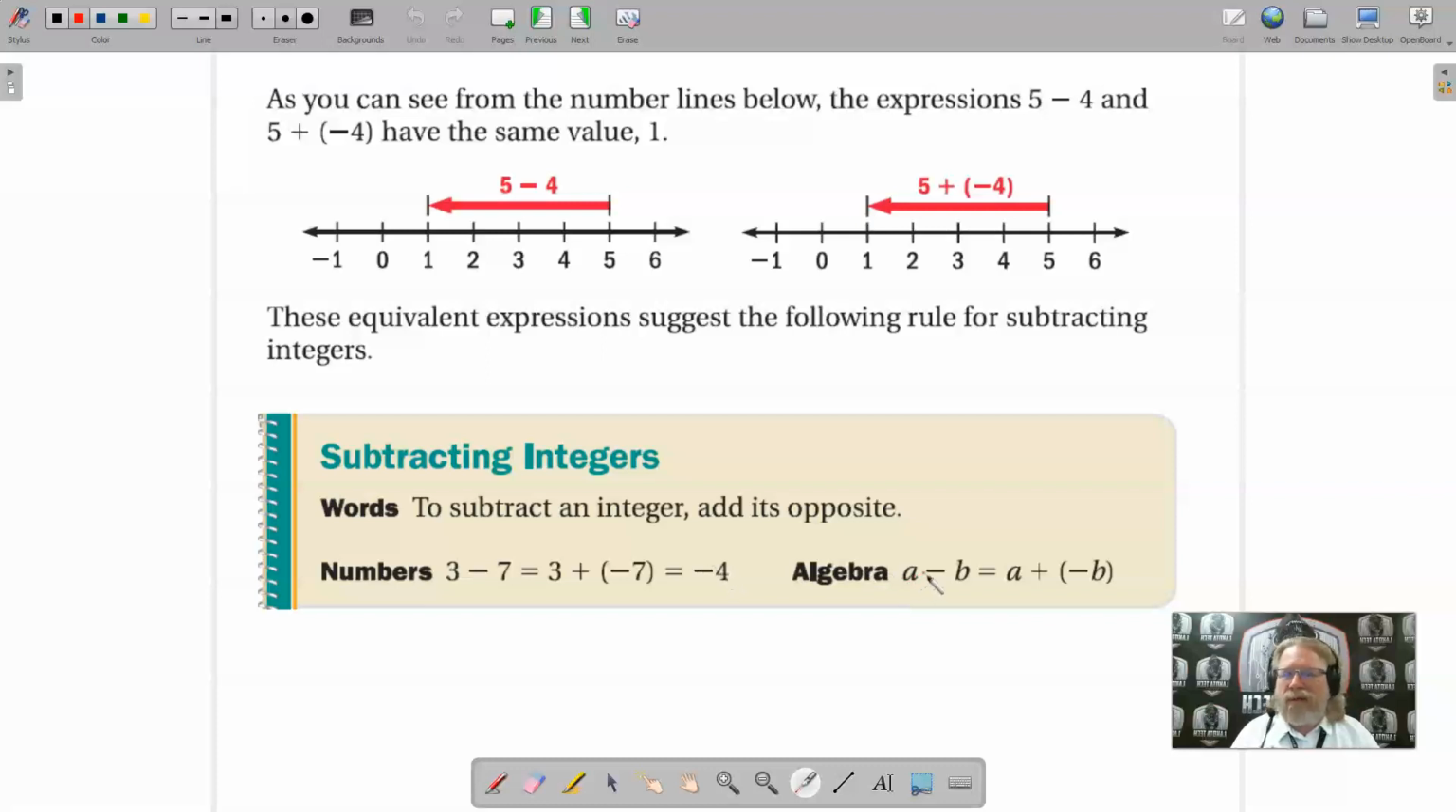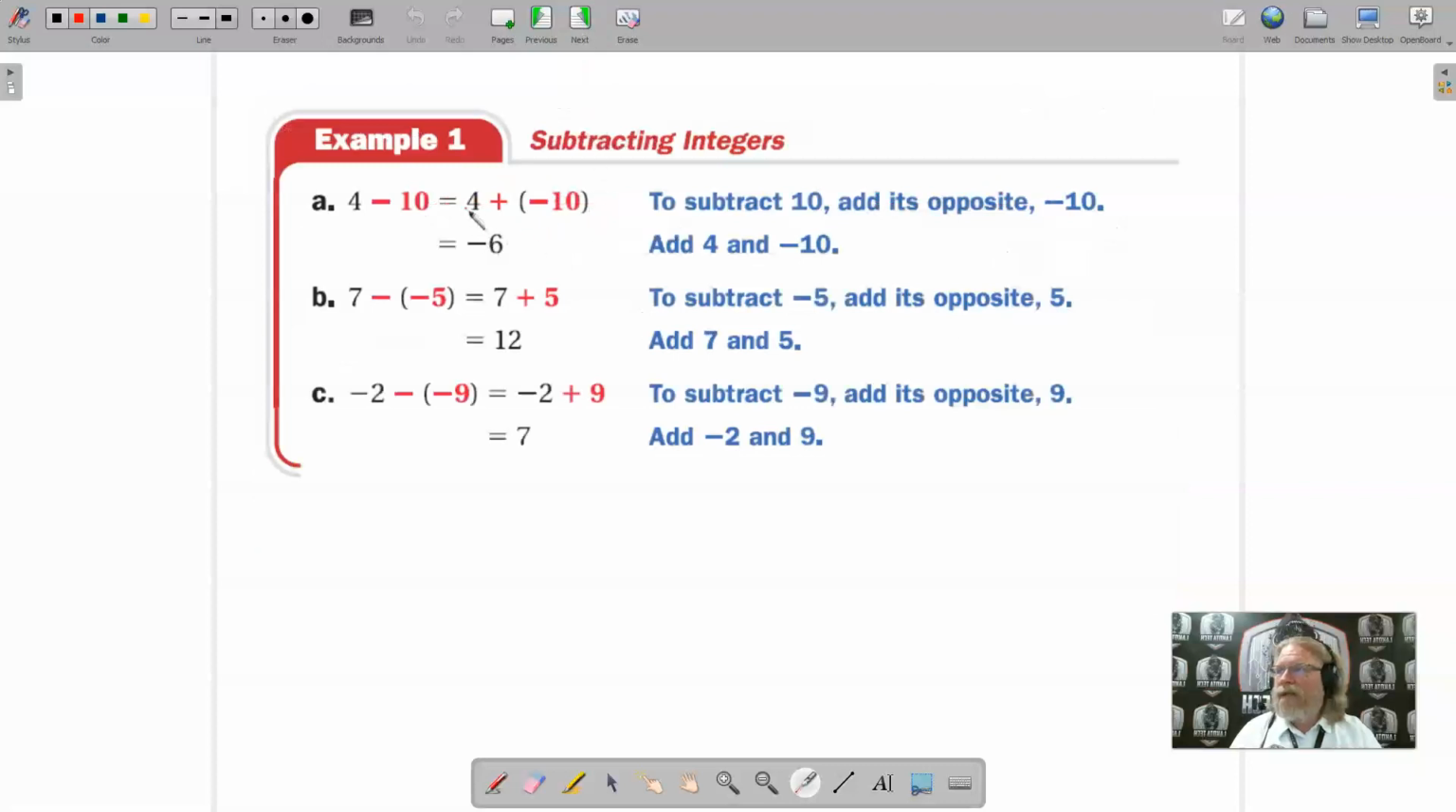In algebra, we would say that any number a minus any number b is equal to a plus the opposite of b. So you change the sign and then take the opposite of the value that follows the sign that you changed. Here's some examples. We have 4 minus 10. So we're going to change the subtraction to addition, take the opposite of 10 and make that negative 10. 4 plus negative 10 is negative 6.